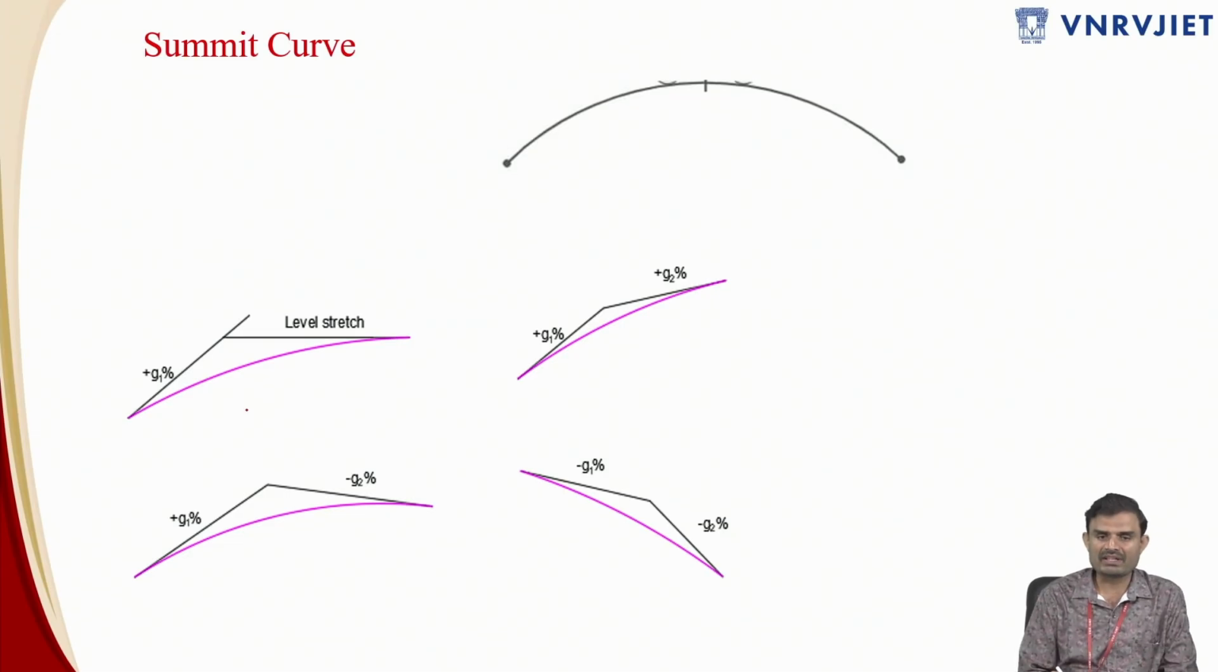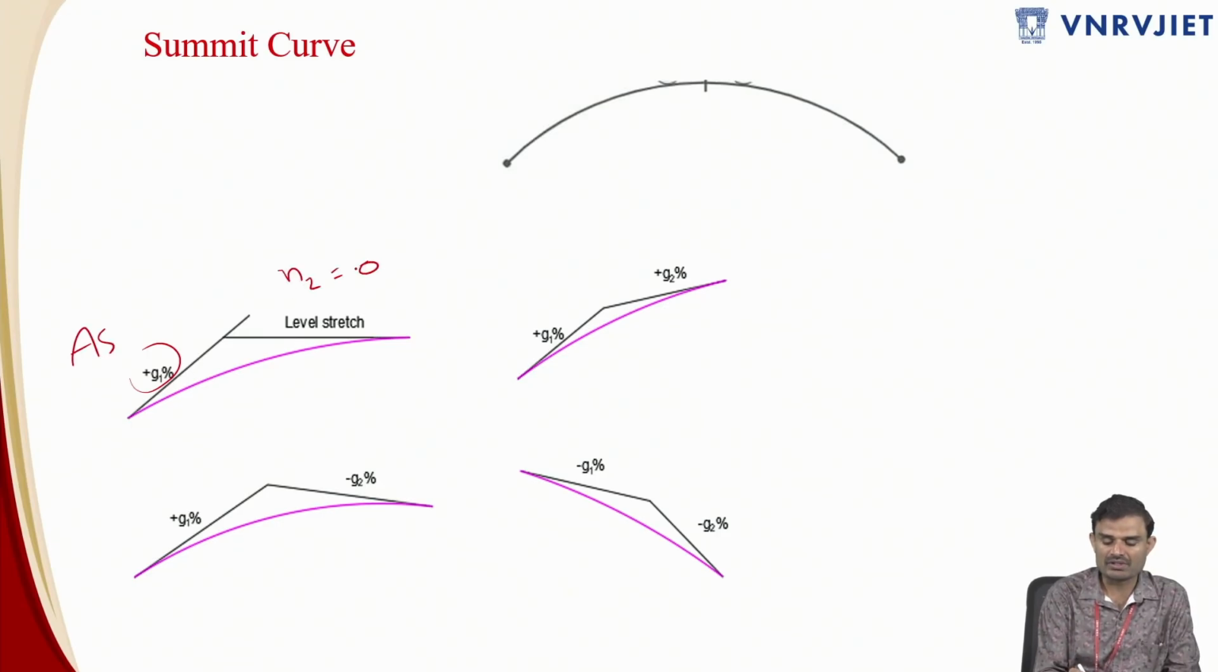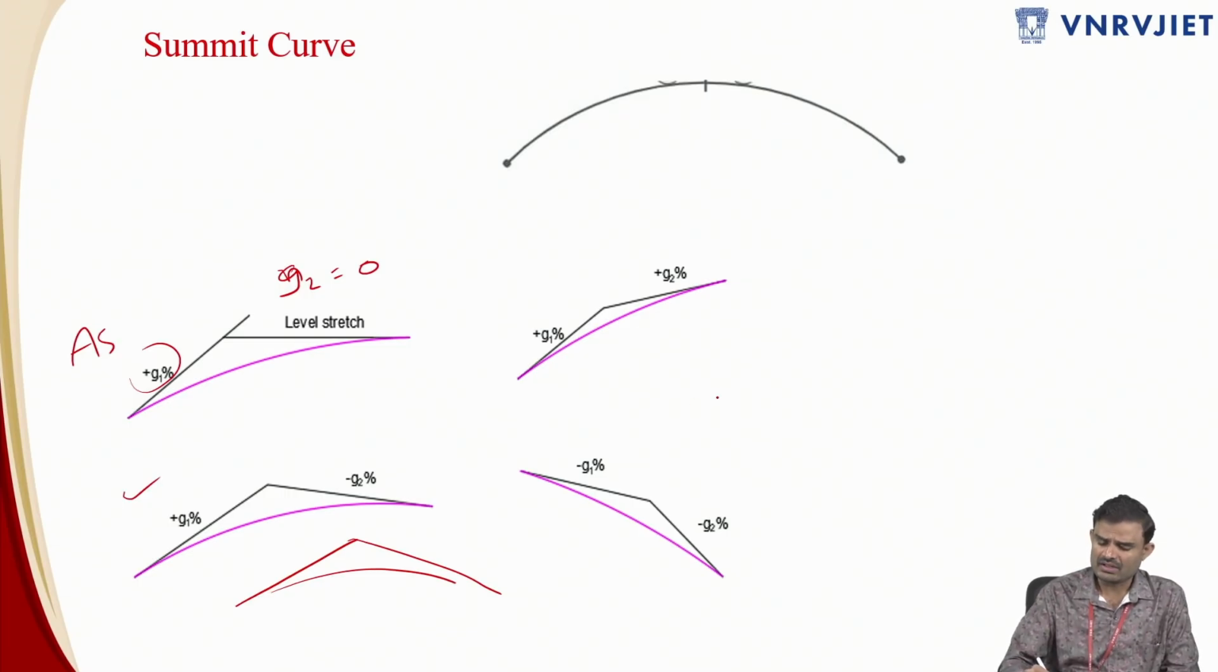The different ways of forming a summit curve: either a rising gradient, where plus stands for rising gradient, an ascending gradient followed by a level stretch, that is G2 is 0, gradient is 0. A rising gradient meeting a horizontal road, or a rising gradient meeting a falling gradient, will result in the formation of a summit curve. Again, a steeper rising gradient meeting a milder rising gradient also leads to the formation of a summit curve.